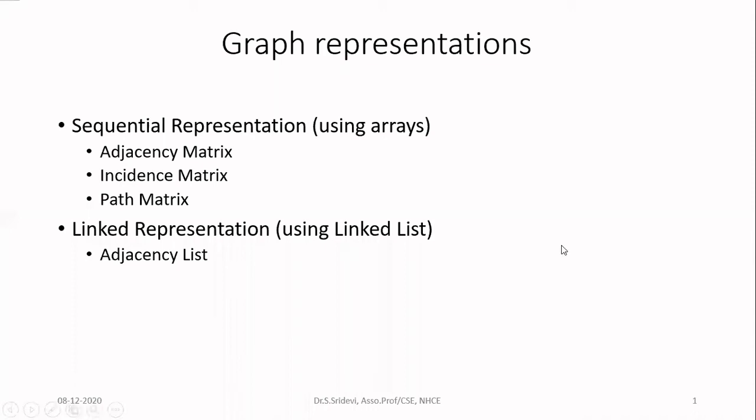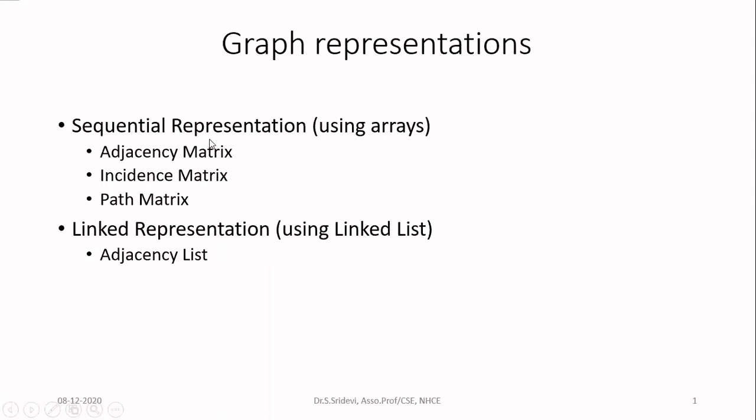In today's class, we are going to see about graph representation. So in this, we will see what are the various methods we have in representing the graph in the computer memory. And basically, we can classify the representation into two categories. One is known as sequential representation, where we will use arrays. The array is a 2D array here. And then we have another representation as linked representation, which will be implemented by means of linked list.